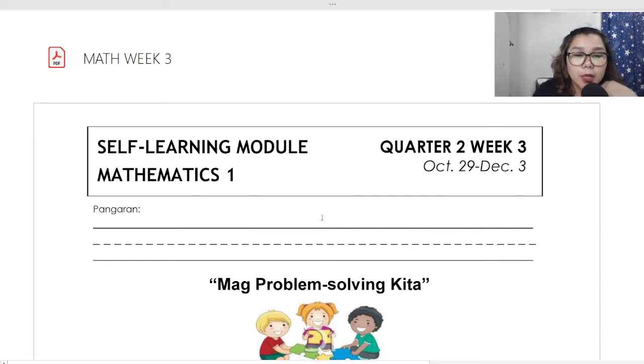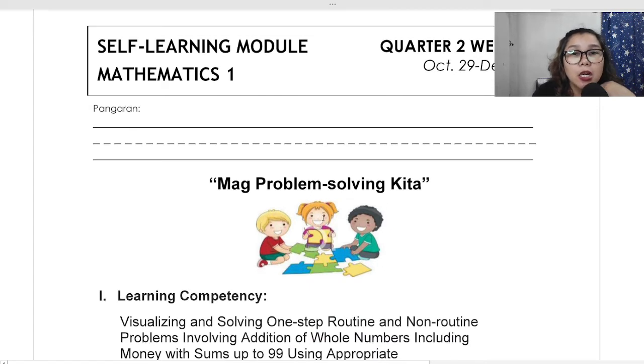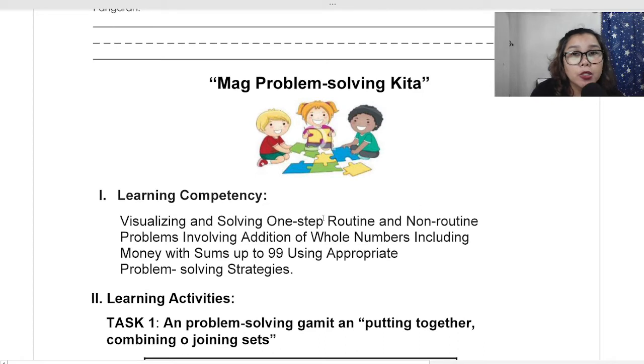Okay, what is it about? So we will do problem solving. Now that we learned how to add numbers, we are going to use them in problem solving. Simply, we are going to use addition in solving word problems in this module. For part 1, learning competency: visualizing and solving one-step routine and non-routine problems involving addition of whole numbers, including money, with sums up to 99 using appropriate problem-solving strategies.